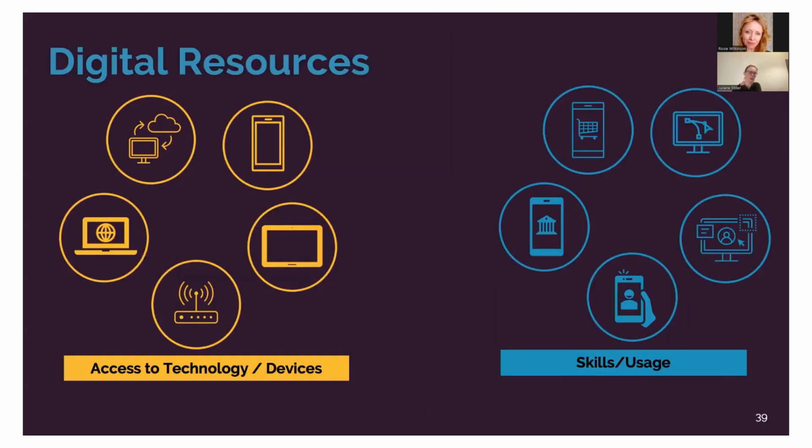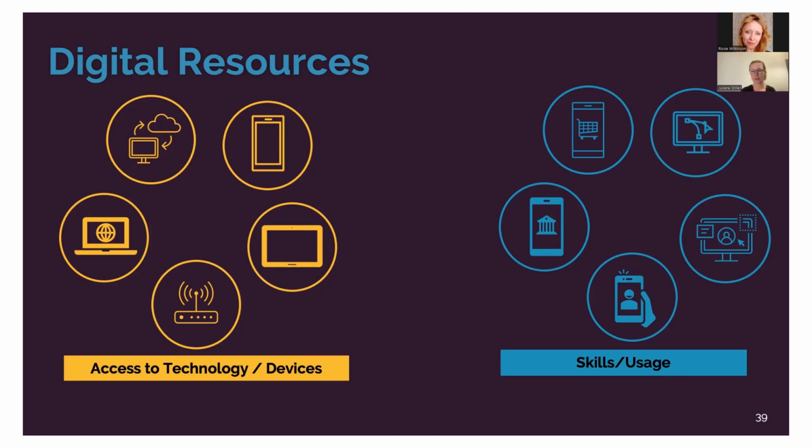So just quickly to delve into the digital resources, the access to technology is one very important thing, as well as the skills and the usage. In terms of access to devices, you could ask yourself, does my target group have a mobile data plan? Do they have a high-speed broadband connection? Do they have to share their laptops and devices with other people in their family? Do they have a personal computer, a tablet, and stuff like that?